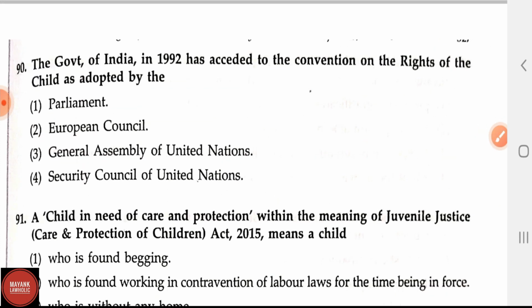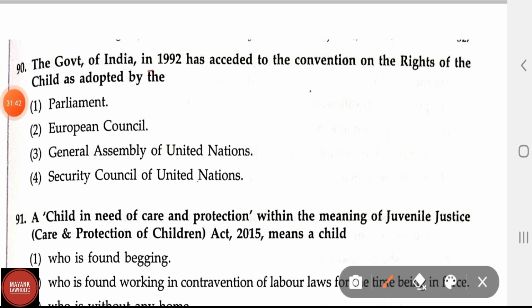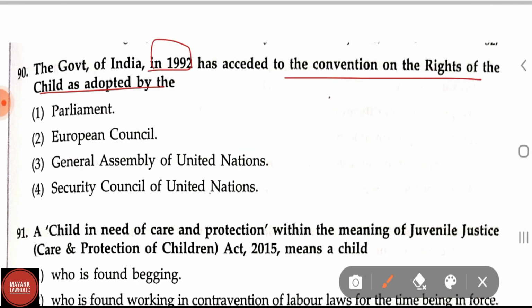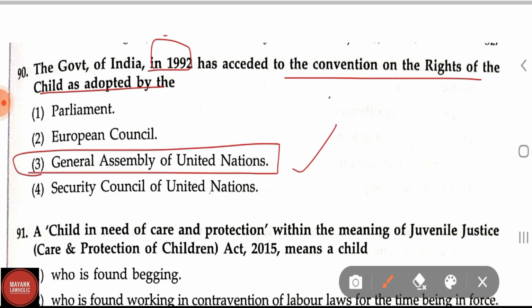Now let us see the question number 90. The Government of India in 1992 acceded to the Convention on the Rights of the Child, which was adopted by: option 1, Parliament; option 2, European Council; option 3, General Assembly of the United Nations; and option 4, Security Council of the United Nations. Here the correct answer is option 3, General Assembly of the United Nations. This convention was signed in 1992, and later in 2012 the POCSO Act was created related to this convention. On 14 November 2012 the POCSO Act was enforced.